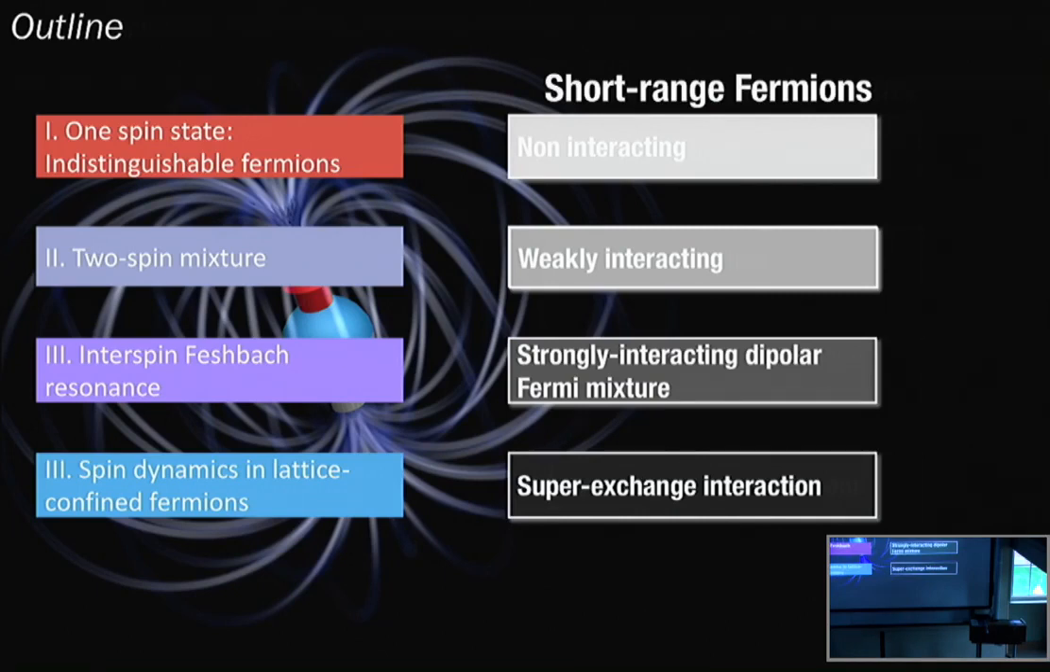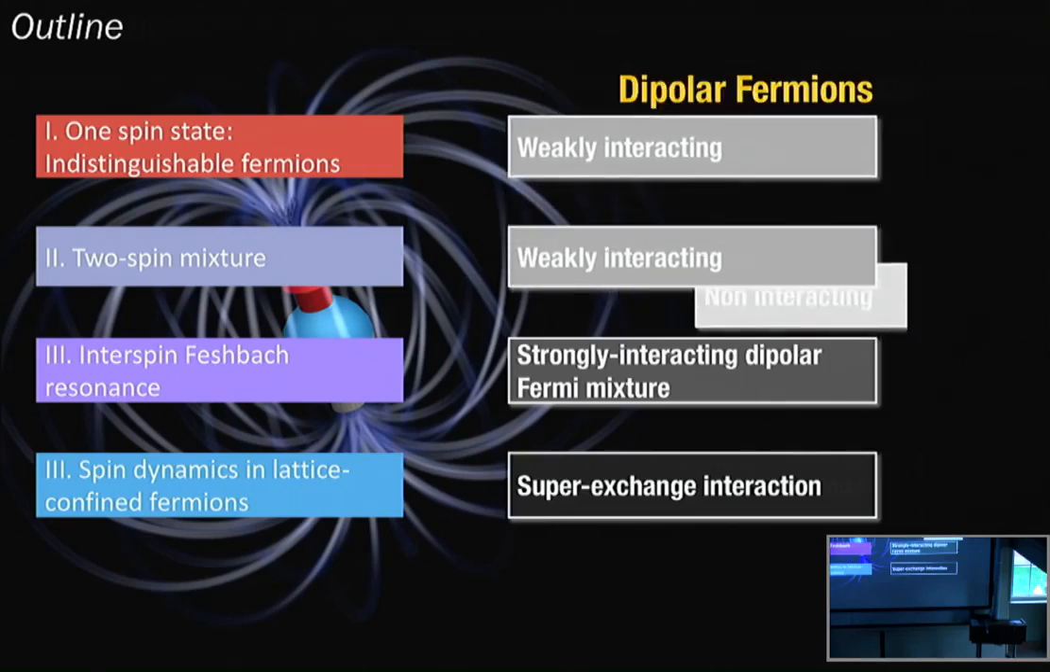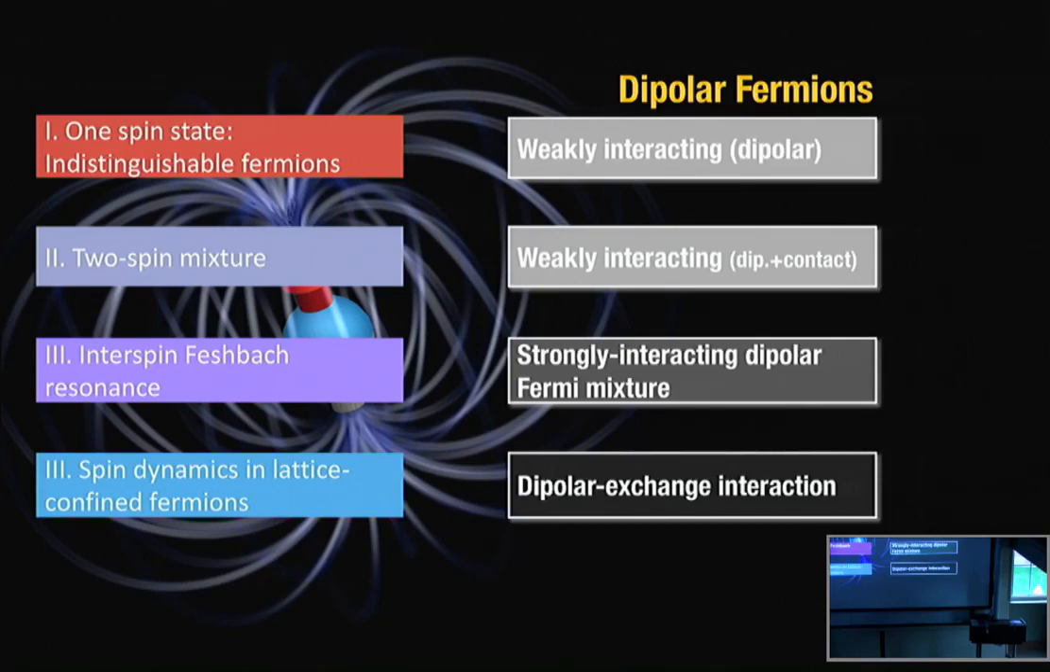Now, what happens if we change from short-range fermions to dipolar fermions? The first thing you have to notice is that even in a single spin state, so identical fermions, the fermions are interacting, okay? Why? It seems a little bit counterintuitive, and the reason is that now the interaction is long range. From a scattering point of view, the Wigner threshold law changes and allows, even at zero temperature, p-wave collisions. And then the weak interaction I'm speaking about for indistinguishable fermions has a purely dipolar character.